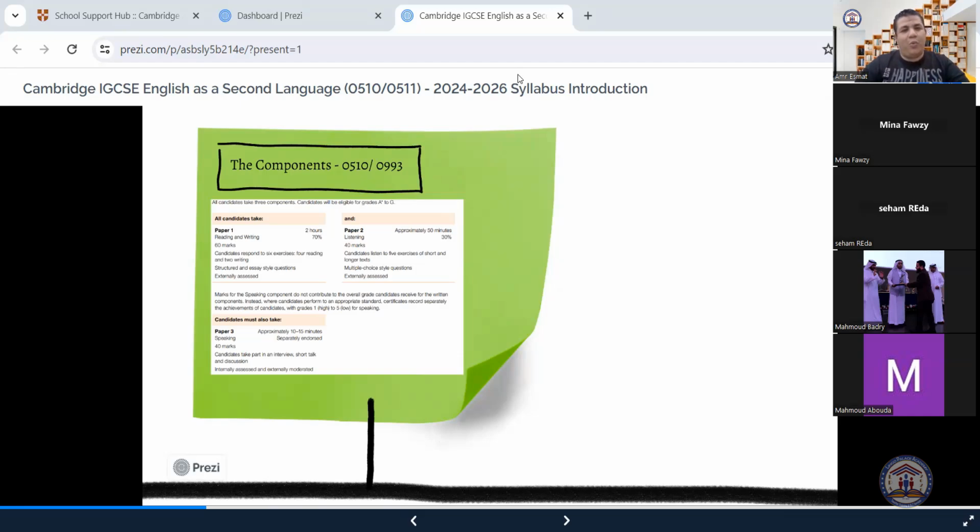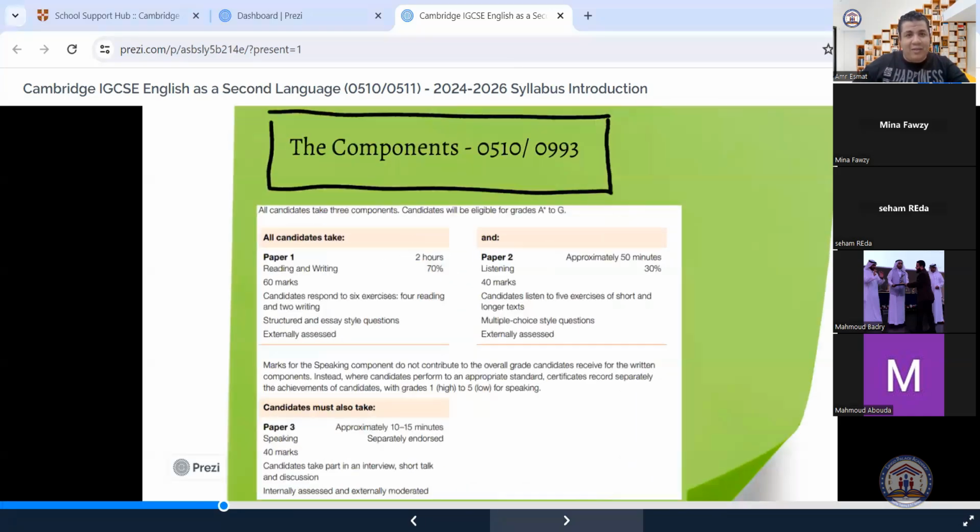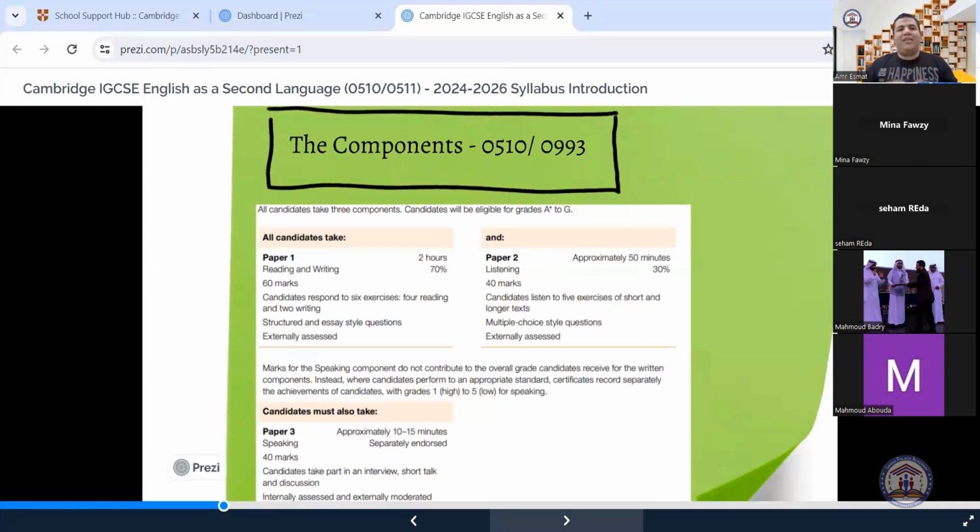What else is the difference? Is there any difference in the components? No. And when I say the components, I'm speaking about the 4 skills. So you have to put in mind that English as a second language doesn't have literature, grammar, or vocabulary, but it focuses on the 4 skills of language, the receptive skills and the productive skills. All in all, either these codes or the other 2 codes, the components are reading, writing, listening, and speaking.